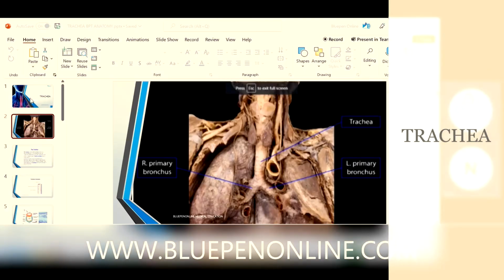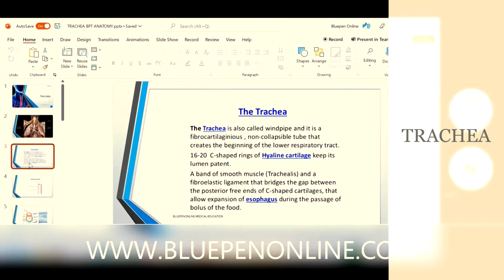So what do you know about the trachea? Trachea is the windpipe, correct? Behind the trachea is the esophagus, that is the food pipe, and this is the windpipe. It is fibrocartilaginous in nature and it is a non-collapsible tube. So it creates the beginning of the lower respiratory tract.